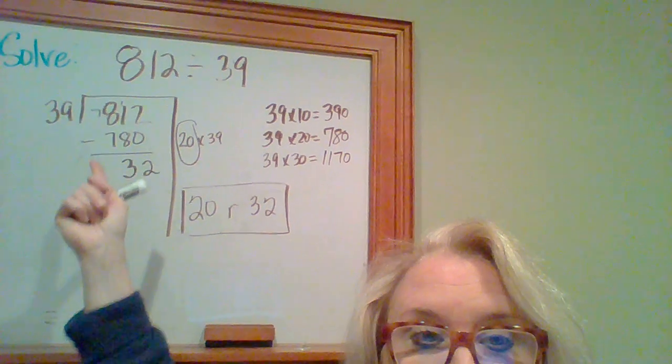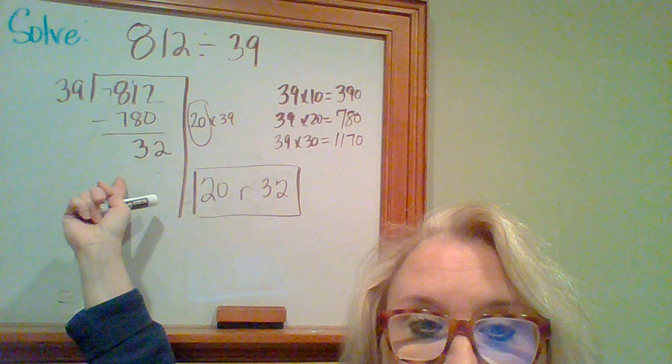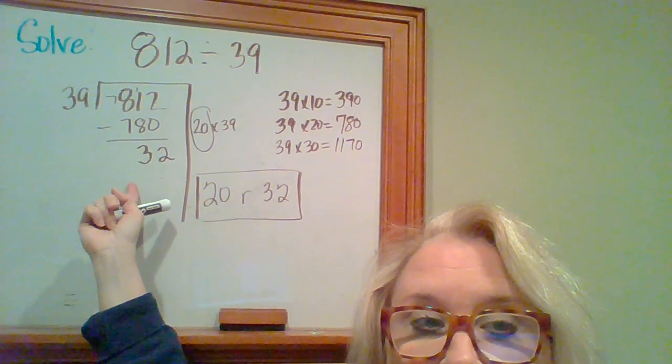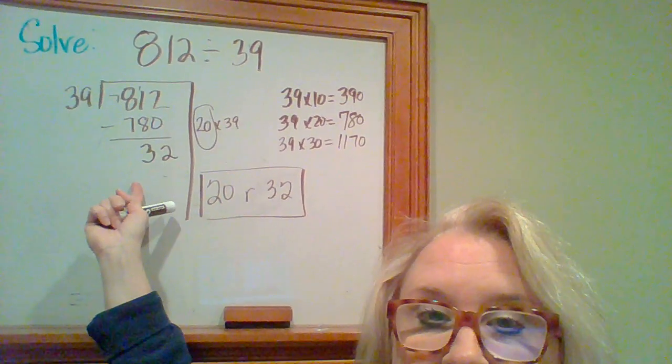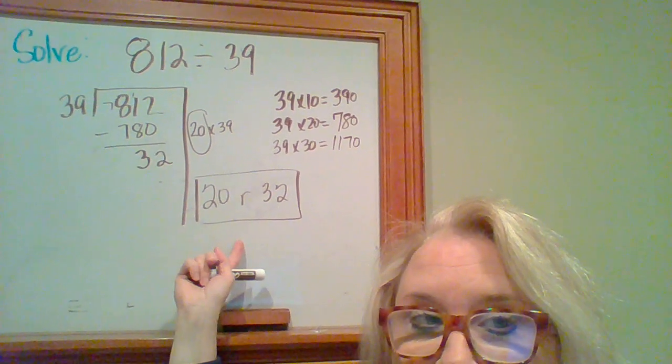Now I need to take 812 minus 780, and I have 32. Can I get any more groups of 39 out of 32? I can't. So my final answer would be 20, remainder 32.